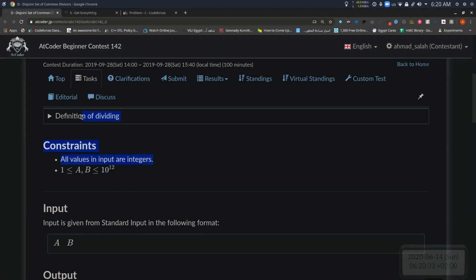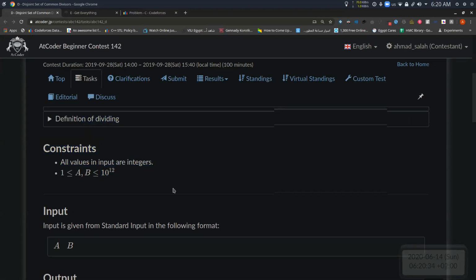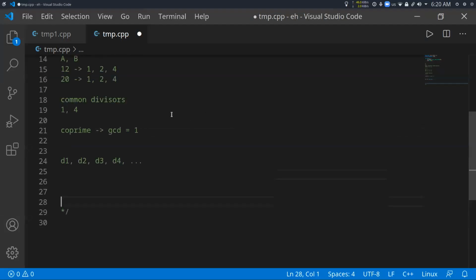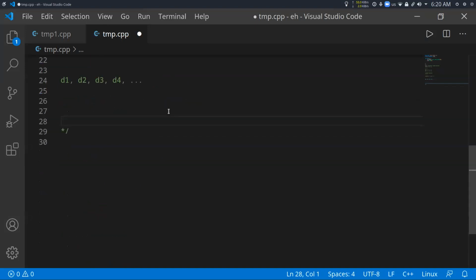Okay, so let's jump ahead to the solution. First, let's make it simple. Do you know how to get the common divisors for two numbers? We are given A and B. How to just print the common divisors of them? Anyone know?